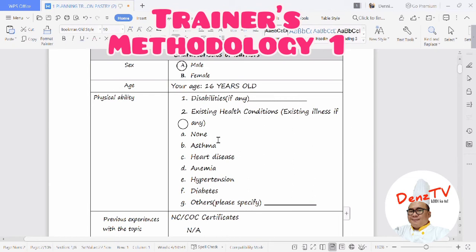Alright? For example here, disabilities, none. Existing health condition, none. Alright? So, if ever the student has asthma, heart disease, or anemia, you can adjust if you have a particular activity that needs physical tasks. Okay? This is important. You can always have an allowable adjustment for this matter.